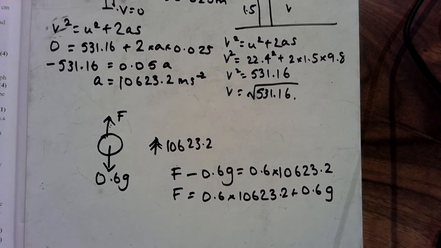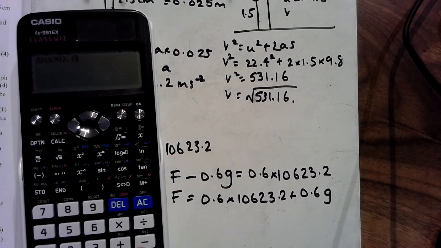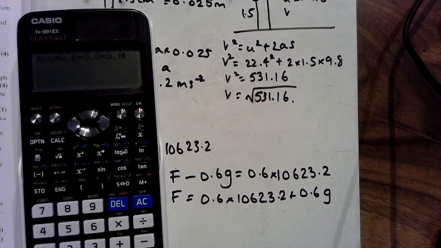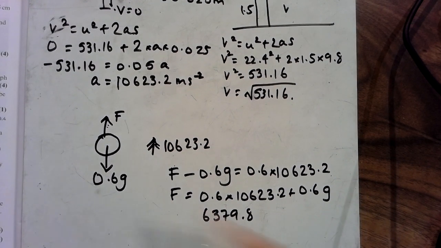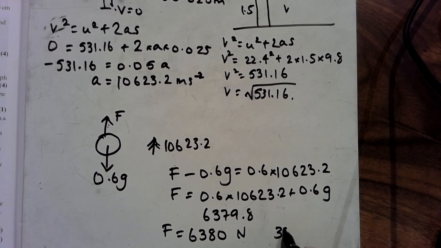Just plug that in a calculator. So that's 6379.8, and it asks us to round it to 3 significant figures. So that's 6380 newtons to 3 significant figures.